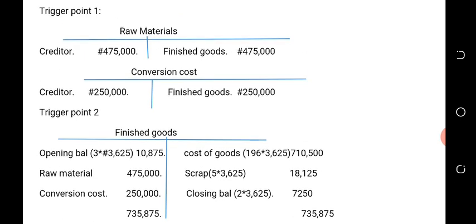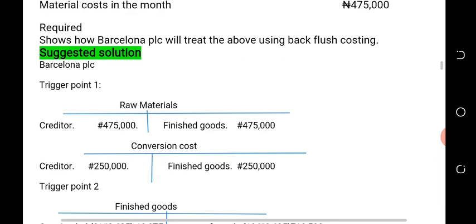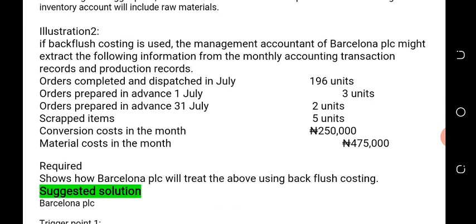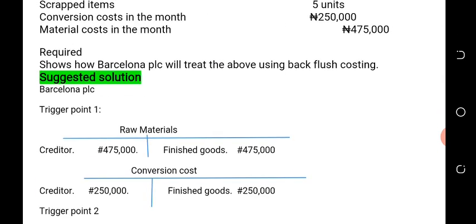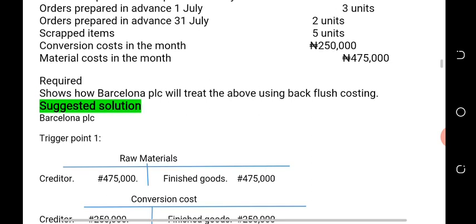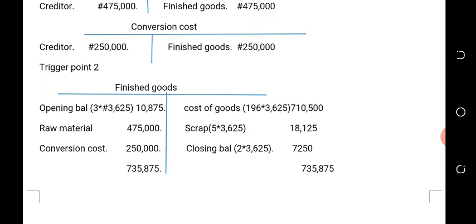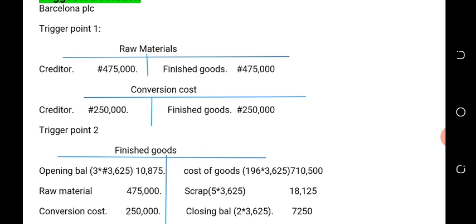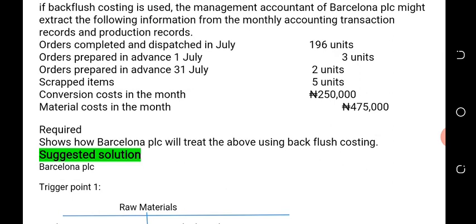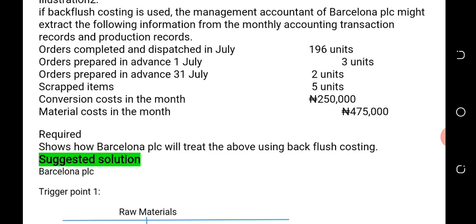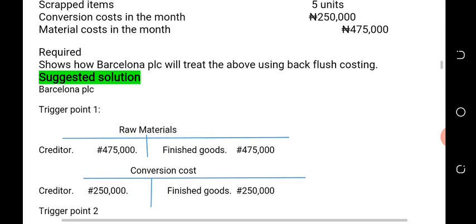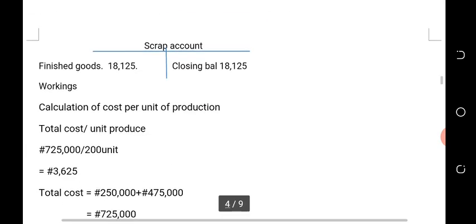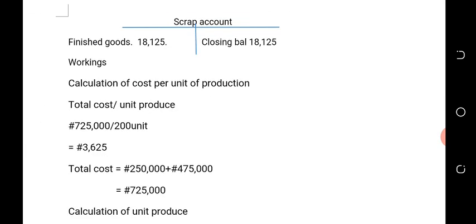Now you have to close the raw material and close the conversion cost. By closing it, you have to use the cost per unit of the raw material. So how many units were produced? We are not told, but we are told the units that were sold, and we are given the opening and the closing. Very simple. You have to look at the workings. Workings is the calculation of cost per unit of production. So what is cost per unit?